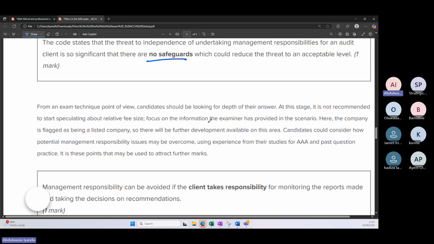So you provide. They also say what? From an exam technique point of view, candidates should be looking for depth in their answer. At this stage, it is recommended not to start speculating about the relative fees. Please take note of their article very well; it's to make our work very easy. Focus on the work, focus on the information the examiner has provided in the scenario. Don't stress yourself unnecessarily.